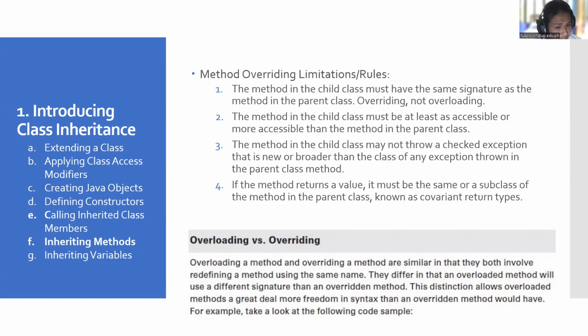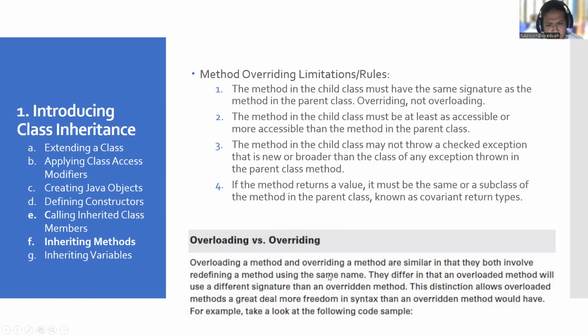If the method returns a value, it must be the same or a subclass of the method in the parent class, known as covariant return type. This is just referring to your object references, no? So for example, in the parent class you are returning a canine object reference. In the child class, you can return a canine object reference, or since wolf is a subclass of canine, as in the example kanina, you can also return wolf.